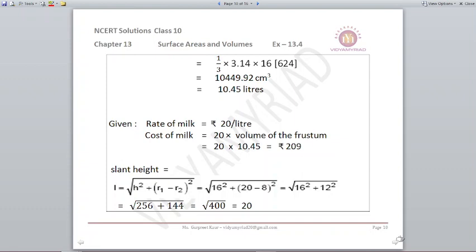Now we need to also find out the CSA, and for the CSA we need L. So how are we going to find out L? Since it is not given in the question, we will be finding out L as equal to square root of h square plus (r1 minus r2) the whole square. So 16 square plus 12 square we will do. So 256 plus 144, that is square root of 400. L comes out to be 20.